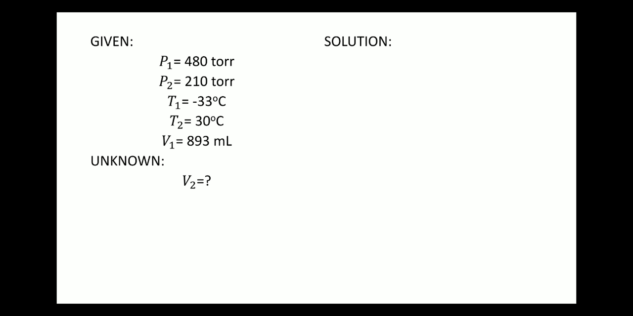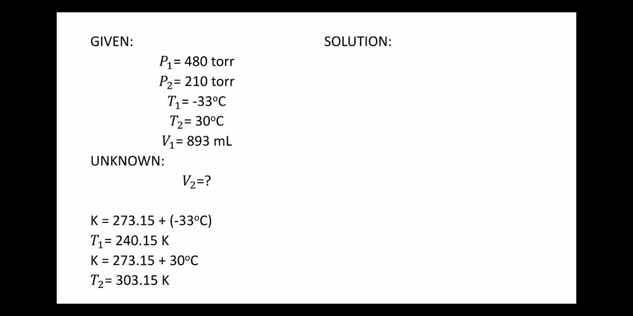So the first thing that we need to do is to convert temperature scale from Celsius to Kelvin. So for T1, just simply add 273.15. Then the value of T1 is negative 33, so the answer is 240.15. You're going to subtract it because 33 is negative. And for T2, 273.15 plus 30 is 303.15. Now, let's solve the problem.